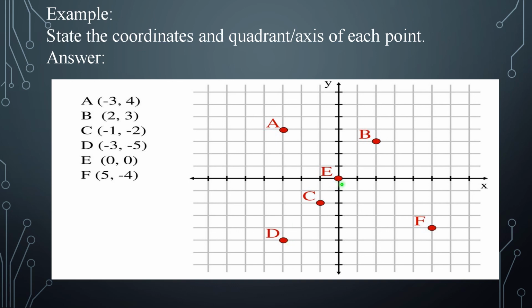So this one, letter E, falls on the axis. That's 0, 0, the origin. Now let's have F. F falls under the fourth quadrant, meaning x is positive and y is negative. As you can see, x is positive, that's 5, and then y is negative, that is negative 4.